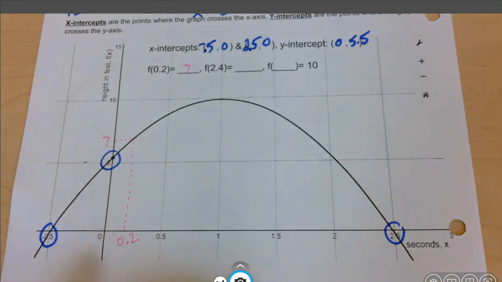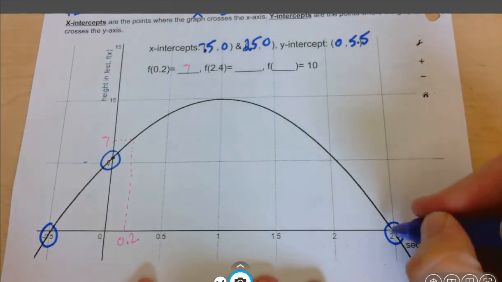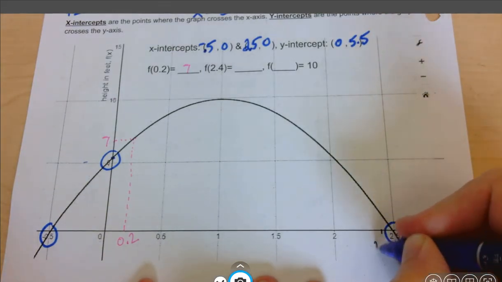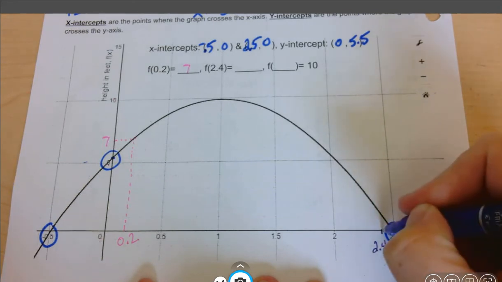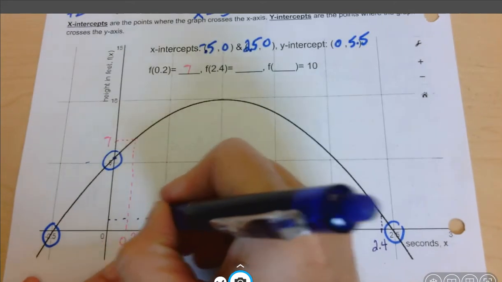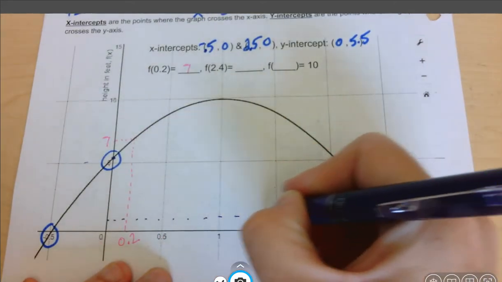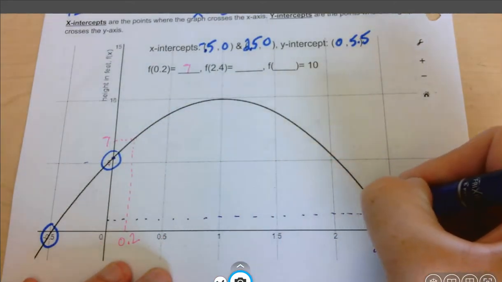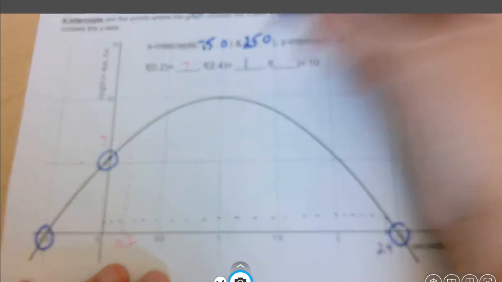F of 2.4, well, that's pretty close to 2.5. So here's 2.4, and when you go up, you can see that we hardly went up at all, and we're going to estimate this to be a y value of 1. So when x is 2.4, the y is 1.